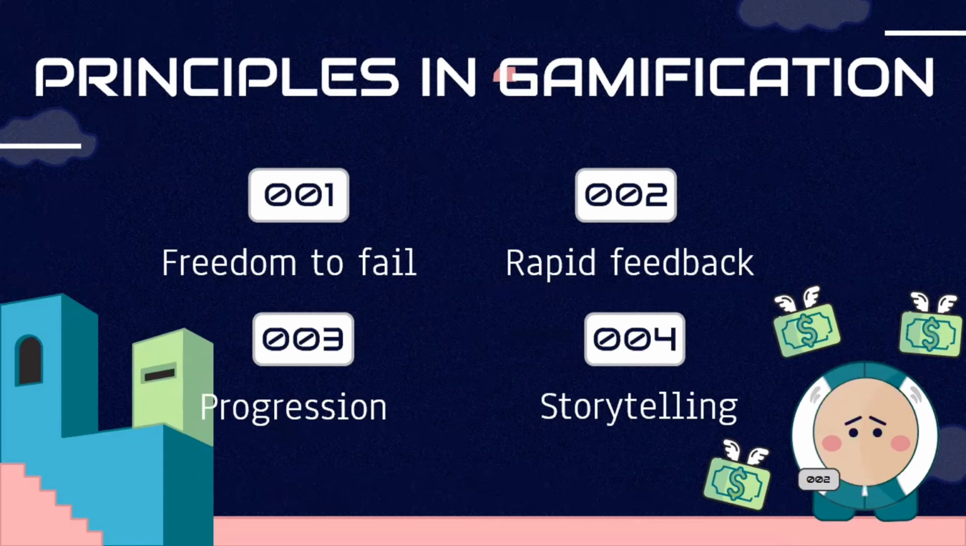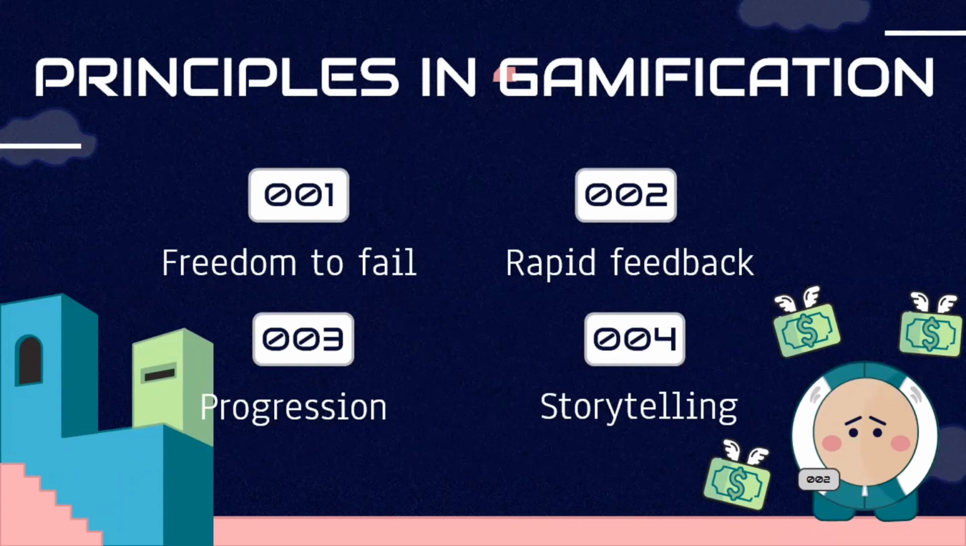First, it tells us that the learners or the players have the freedom to fail. So even if they fail, they can still retake that specific level or stage. Second is that there is rapid feedback. For example, if they have failed or if they are successful in the specific stage, a feedback or a notice will be shown on the screen.